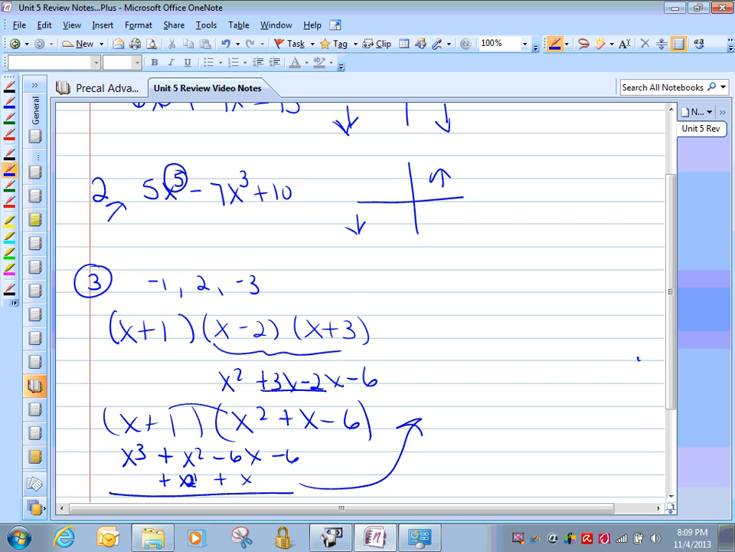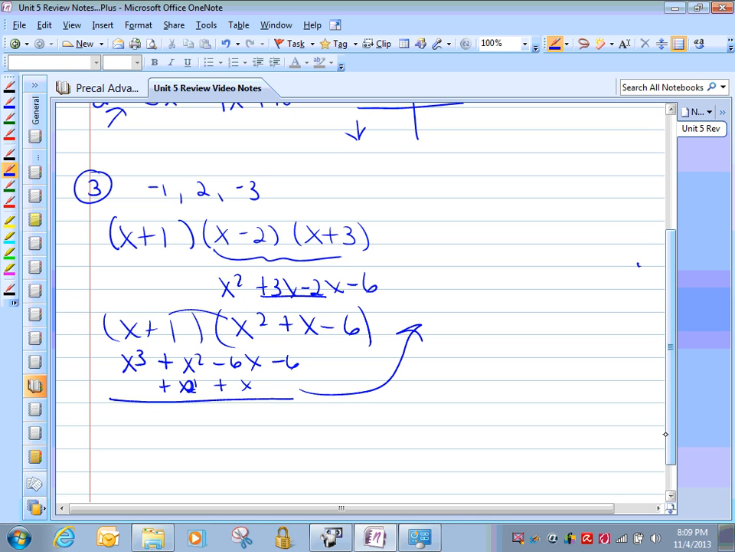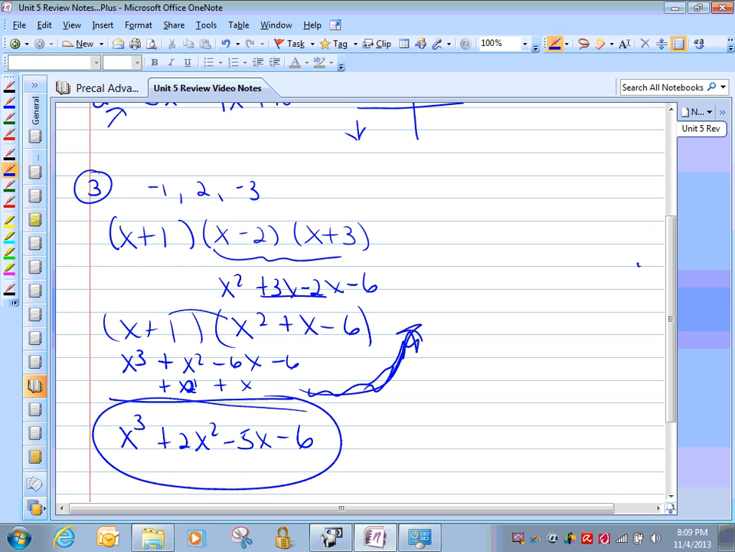I'm going to kind of move over here since I'm running out of room. Oh, now I got a little more room. Never mind. I can do it over here. So I'm going to add down, and I would get x cubed. I have an x squared and an x squared, so positive 2x squared. -6x and a positive 1x would be a -5x, minus 6. And there's our polynomial. Go Bearcats.